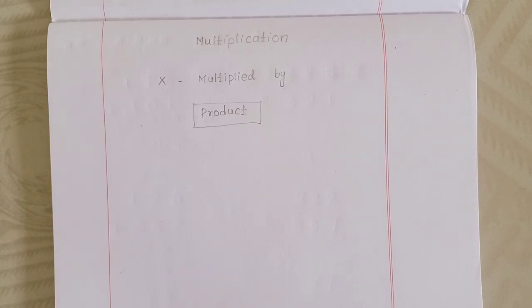Then see, properties of multiplication. The first property: the product of any number multiplied with 0 is 0. Can you understand, children?